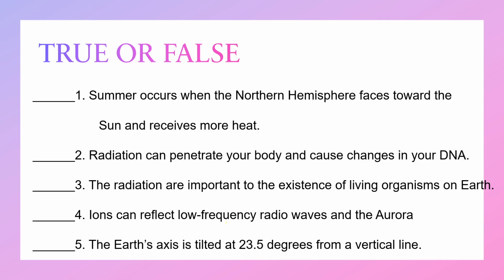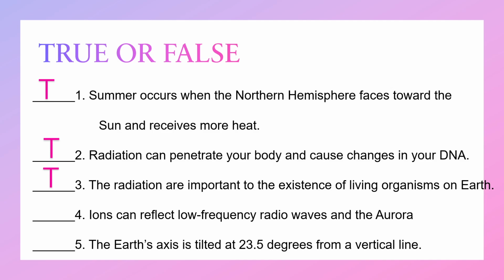Number 1, summer occurs when the northern hemisphere faces toward the sun and receives more heat. True or false? Yes, that is true. Number 2, radiation can penetrate your body and can cause changes in your DNA. True or false? Yes, it can be. That is true. Number 3, the radiation are important to the existence of living organism on Earth. Yes, solar radiation are very important for the existence of the living.